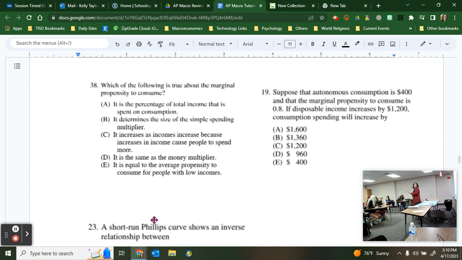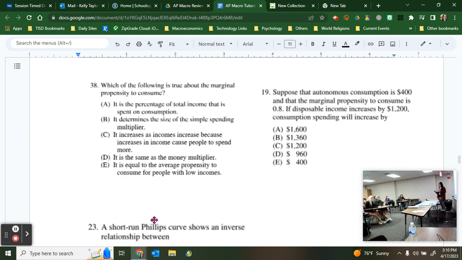Okay, on 19. Did anyone get 19? D. It's D. On 19, yes. Okay, so here's how the formula works out. I think fall semester kids got this on a test, but not spring semester, maybe. Okay, so MPC is 0.8. That whole autonomous consumption is 400 is extra information. It is not relevant to the question.